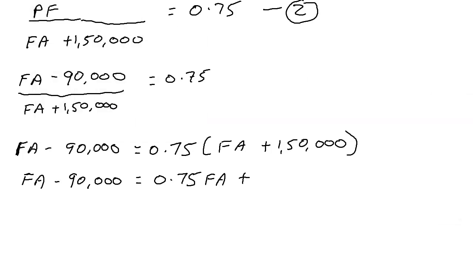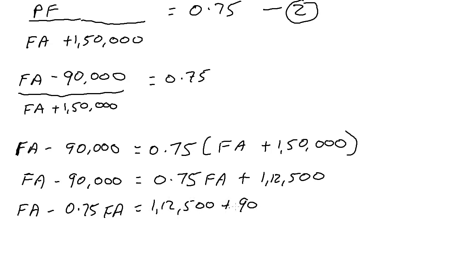So 1,12,500. And now 90,000 over here is subtraction, it goes that side, it becomes addition. 0.75 over here is addition, goes that side, it becomes subtraction. So fixed assets minus 0.75 fixed assets is equal to 1,12,500 plus 90,000. So 0.25 fixed assets is equal to 1,12,500 plus 90,000.